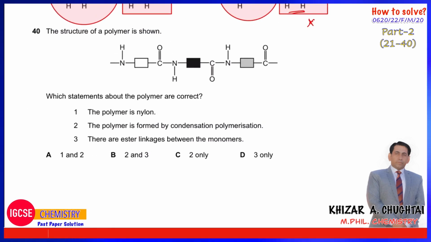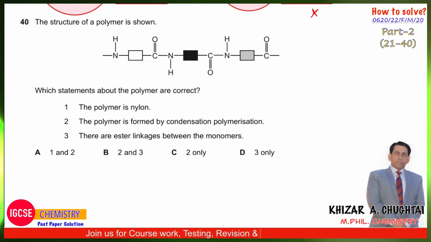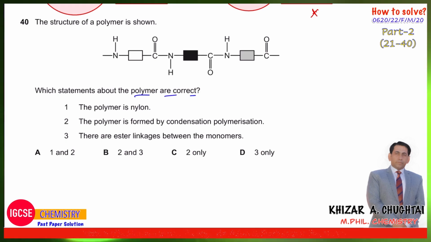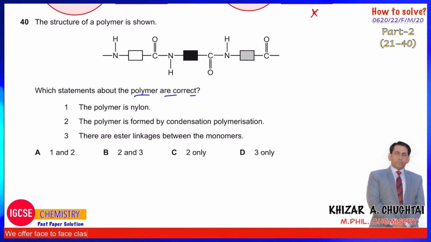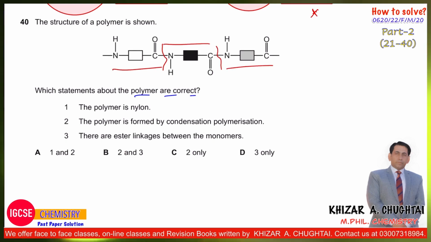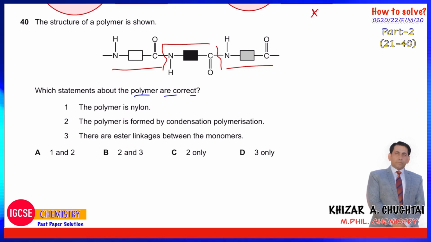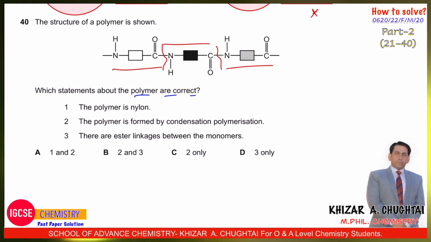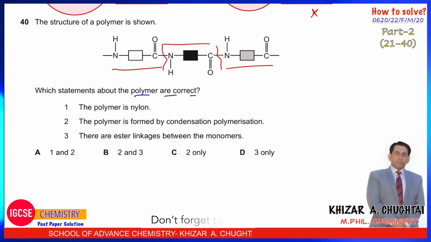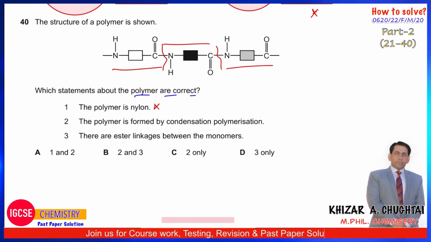The last question, number 40. The structure of the polymer is shown. Which statements about the polymer are correct? First of all, I'm going to break this linkage. This linkage is said to be the peptide linkage. Each different portion behaves as an amino acid. You can break the polymeric linkage and see which type of monomers are there. This polymer is nylon? No, it's not nylon. It's basically a protein. The polymer is formed by condensation polymerization. Yes, it is true.